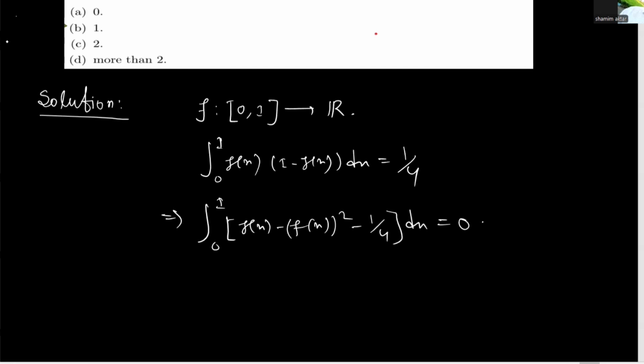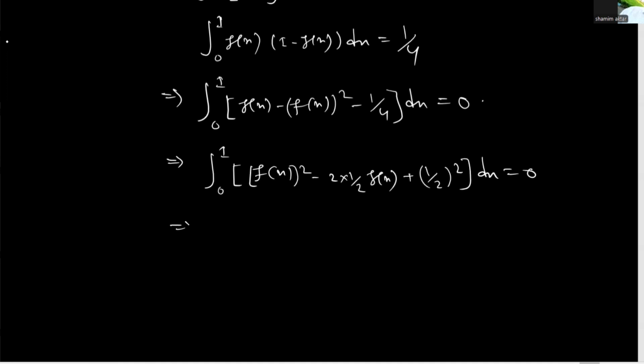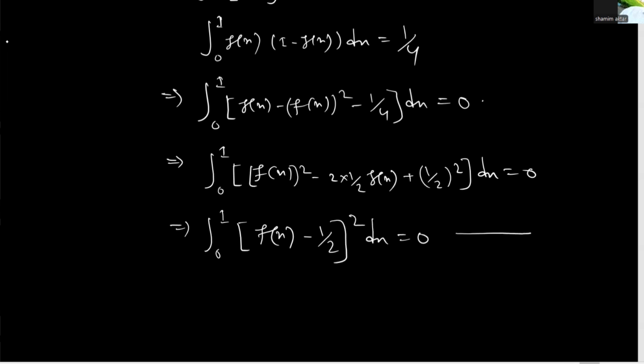So this implies integration 0 to 1, multiplying by minus 1, we have (f(x)) whole square minus 2 into 1/2 f(x) plus 1/2 whole square dx equal to 0. So this implies integration 0 to 1 (f(x) - 1/2) whole square dx equal to 0. This is my equation number 1.